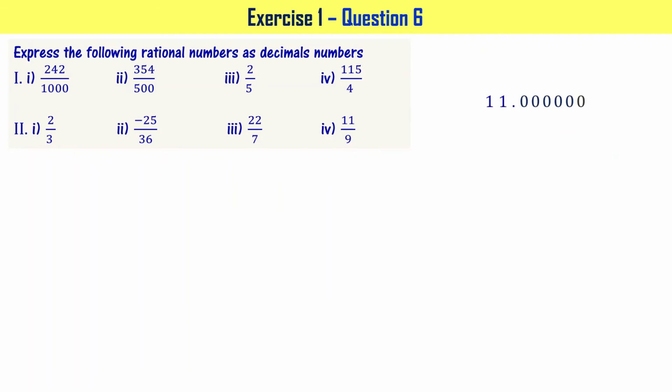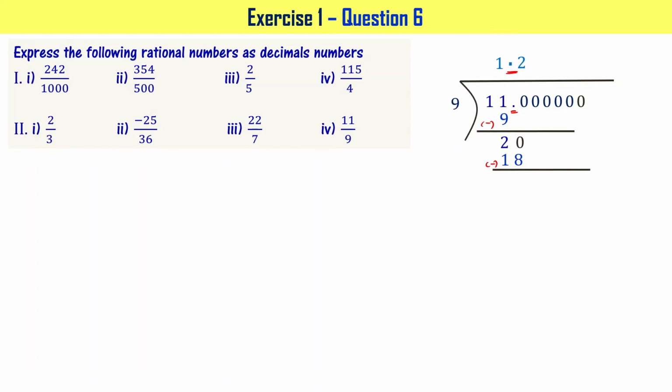Let me write 11 as 11.0000 and so on. When you divide 11 by 9, 1 times 9, you have 2. 11 minus 9 is 2, right? We arrived at the dot now, which means the dot has to go in the quotient also. Then bring 0 down. This is 20. 2 times 9, 18. Right? When you subtract, you have again 2 as the answer. Bring another 0 down. You have 20 again, right? So 2 times 9, 18.